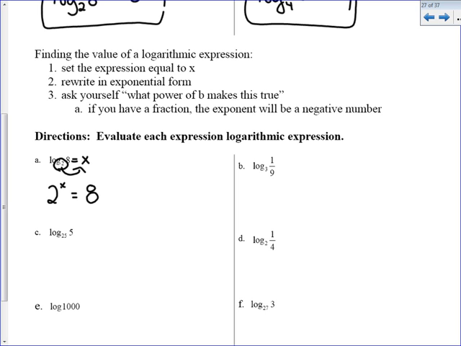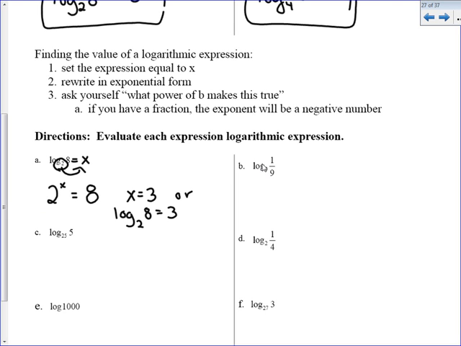And now, most of these are going to be just a spot check. You're going to have to ask yourself, 2 to what power gives me 8? 2 to what power gives me 8? 3rd. So we know then that x equals 3. Or what we're really finding out is that log base 2 of 8 equals 3. So what you're doing when you're evaluating one of these is, again, you're looking for an exponent. You're looking for what exponent makes my base equal to the number I'm taking the log of.